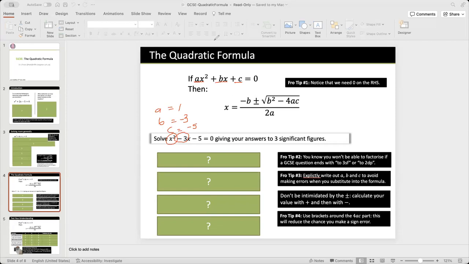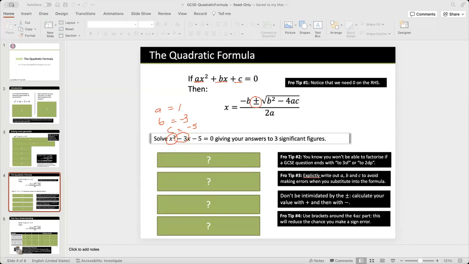They might ask you to give the answer in decimal form or in surd form. If it's in decimal, use a calculator. If it's in surd form, you see a plus or minus sign here. That means you have to solve the plus first, then solve the minus. So let's look at the solution now in the next slide.